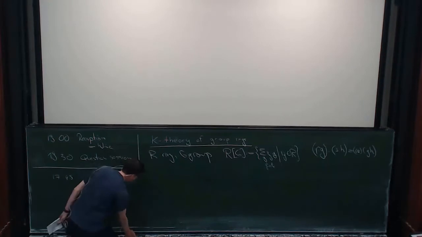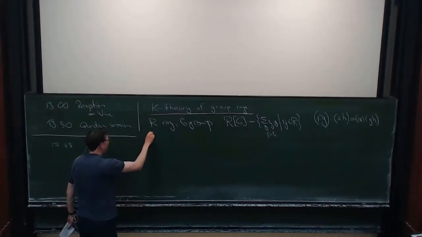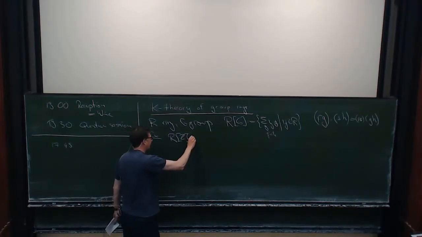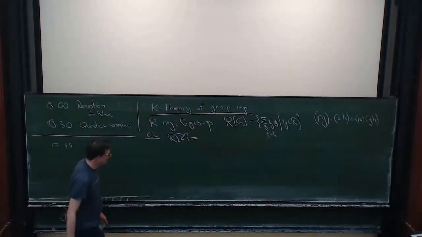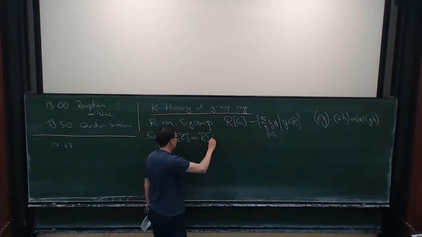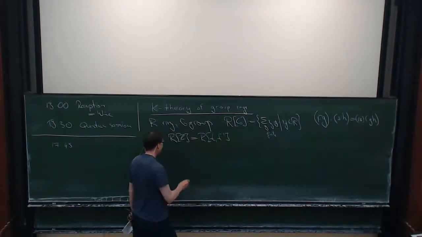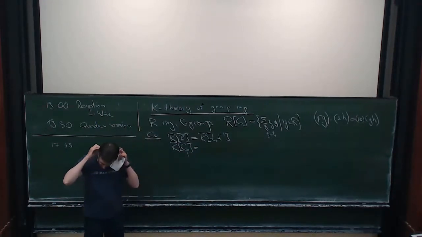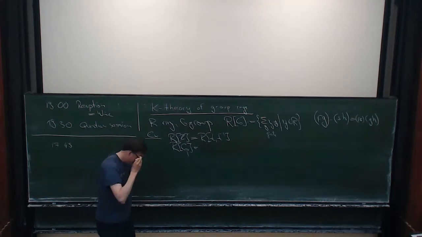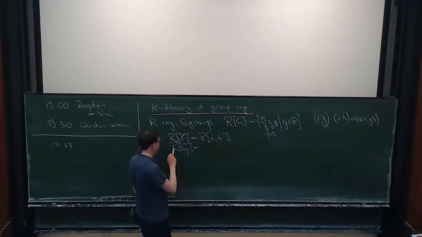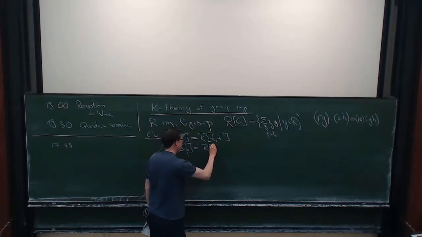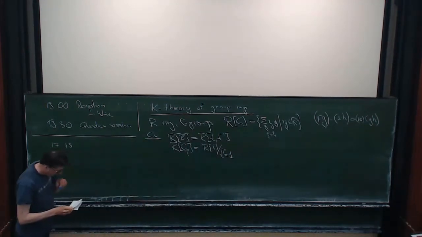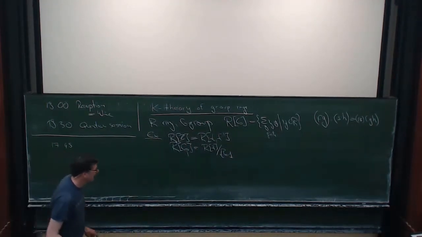Okay, easy examples. If we do this to the infinite cyclic group, then we get the Laurent polynomial ring. If we do this to a finite cyclic group of order p, then we get a quotient of the polynomial ring.